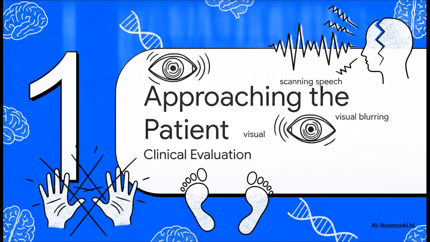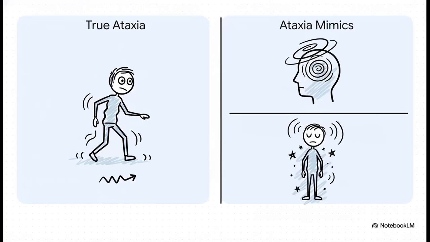Section 1. Approaching the ataxic patient. Let's start right at the bedside. Imagine a patient comes in. Their gait is unsteady, their speech is kind of slurred or scanning, and their hands are really uncoordinated. Where do you even start? Well, the absolutely crucial first step is realizing that not all imbalance comes from the cerebellum.